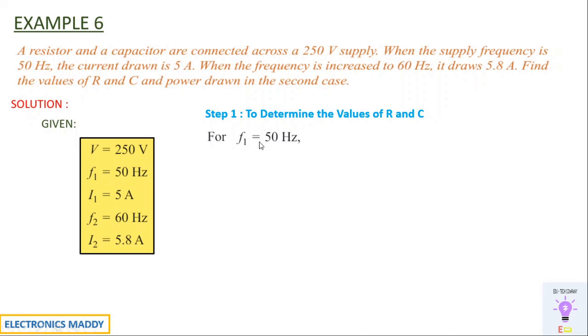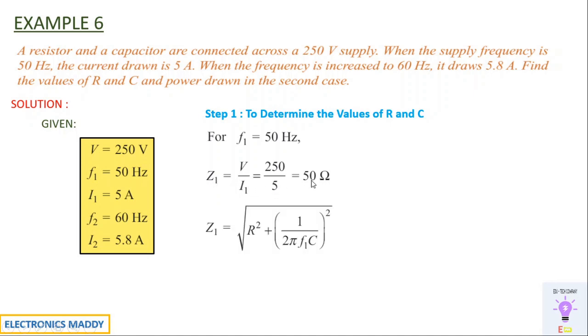The frequency F1 is given as 50 hertz. We know Z1 is equal to V by I1. Since it's a series circuit, the supply voltage will remain the same, while the current will change between the two cases. So Z1 is equal to V by I1. Substitute and find the value of Z1.